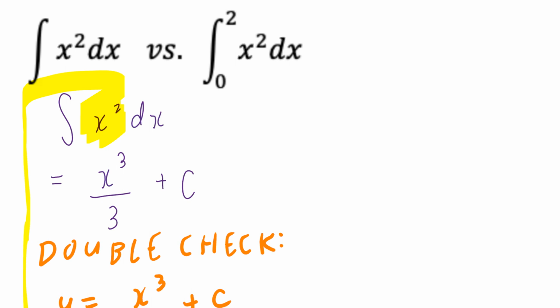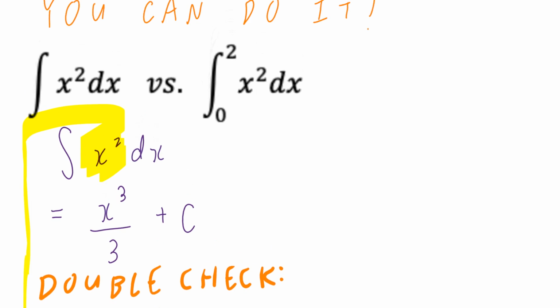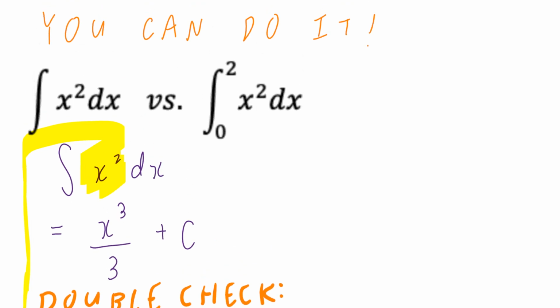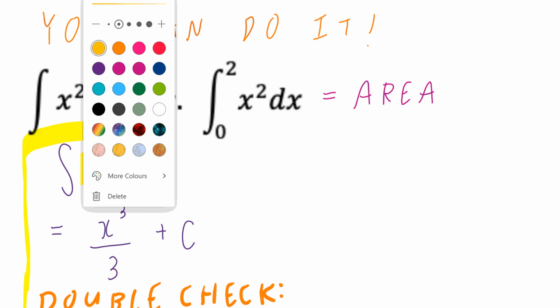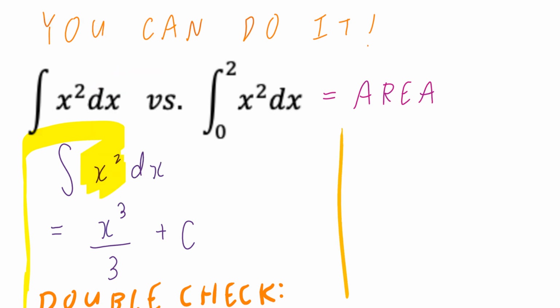Let's keep going. In the second case, this is not the same as the antiderivative of x squared with respect to x. This really means find the area under the curve, and the curve that we're looking at is y equal to x squared. And you're looking for the area specifically between 0 and 2. So the fastest way to understand this is to sketch the graph. So again, step 1, draw a diagram.